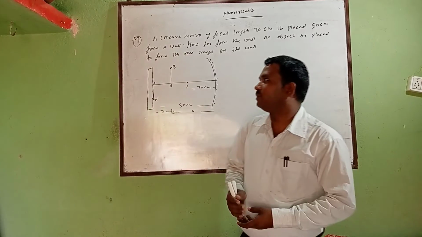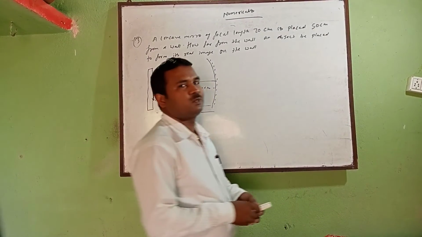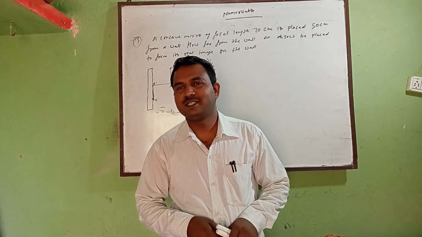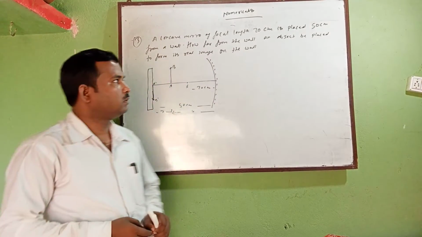Hello student, today we will solve the numericals from the first chapter, Light 1. That is the mirror formula. Is it clear? From the mirror formula we will solve.